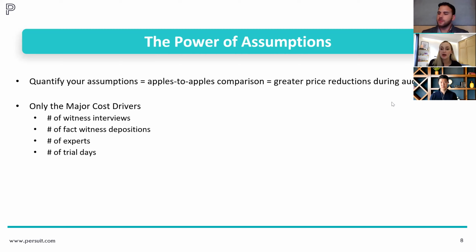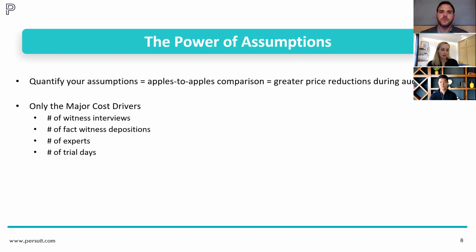The best thing about that is that when you go into a reverse auction process, the firms feel confident that each of their neighbor firms has created their fee proposals based on the same set of assumptions. They know it's apples to apples, and they feel more confident making a price reduction to be more competitive or more in line with the market, because they know those assumptions are the same across the board. So the more granular you get with your assumptions, the better the result during the auction.